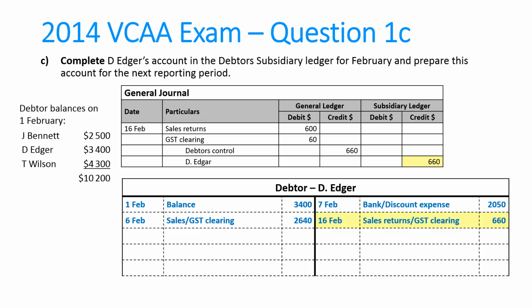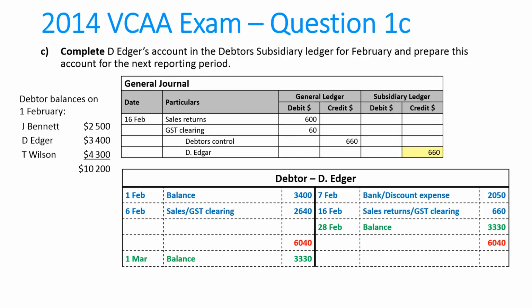So we're now done. What the question did say is prepare it for next period. So we need to balance it by figuring out the bigger side. Now it's an asset account, so always the debit side will be bigger. So we add up those two numbers there, 3,400 and 2,640. We get 6,040. Going to put that on the other side. Subtract away the other two numbers of 2,050 and 660. We'll get a balance of 3,330 on the 28th of Feb, and then we better carry or prepare that for next period by bringing down the balance on the 1st of March.